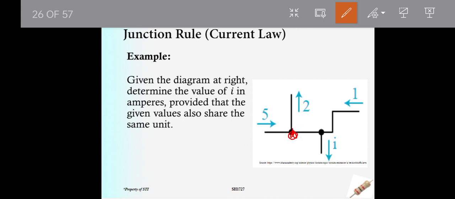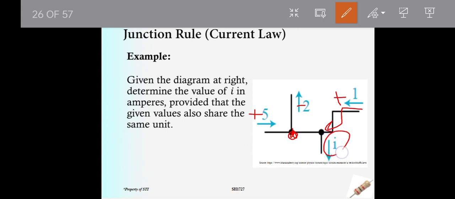Okay? So, kapag going in siya, therefore, positive ang kanyang sign. While itong 2 naman, going out siya, therefore, negative yung sign niya. And same with here, sa 1, na going in. Okay? This is going in sa ating junction. So, that is also positive.